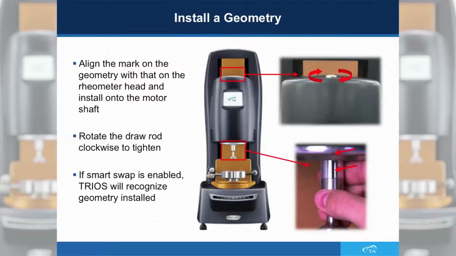If SmartSwap is enabled, Trios will automatically recognize the loaded geometry, but if deactivated, the geometry will have to be manually selected from the list. If the geometry does not exist in the current list, then a new geometry must be created. Follow the geometry wizard and save the geometry. For more information, a TA Tech Tip is available that discusses installing and calibrating DHR plate and cone geometries.